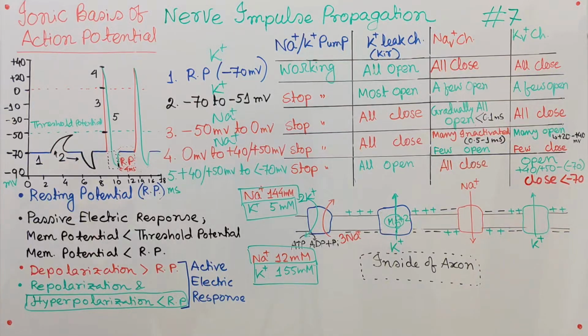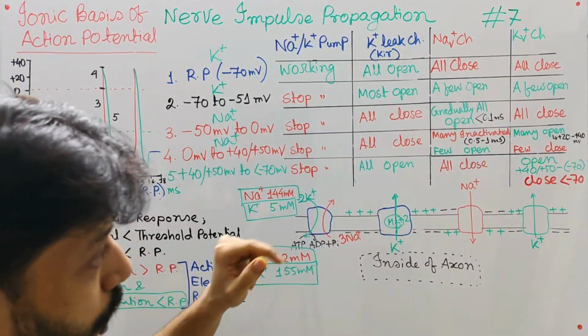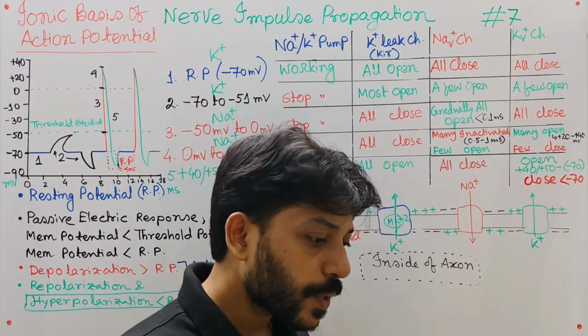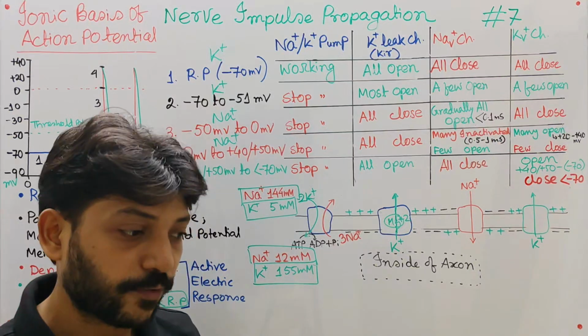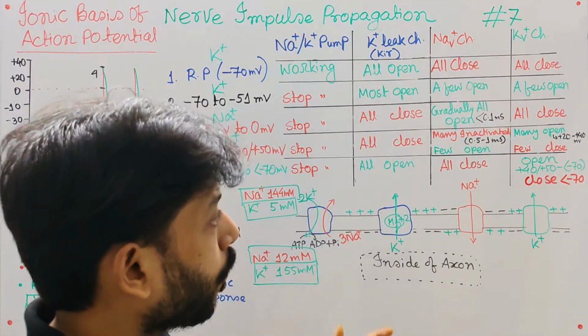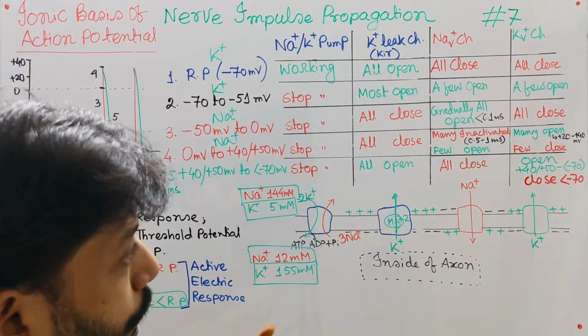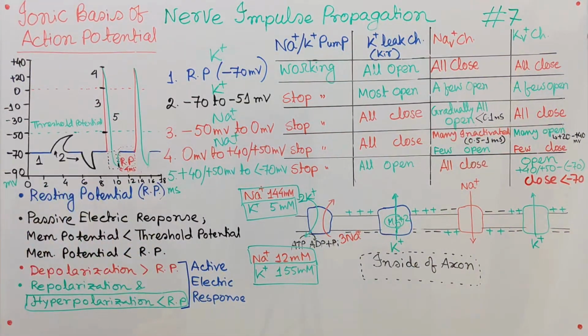Also, you can see here that the voltage gated potassium channels start to open in this membrane potential range from plus 20 to plus 40 millivolt. So as the membrane potential increases above 0 millivolt and above plus 20 millivolt, more and more voltage gated potassium channels start to open and very few remain closed.